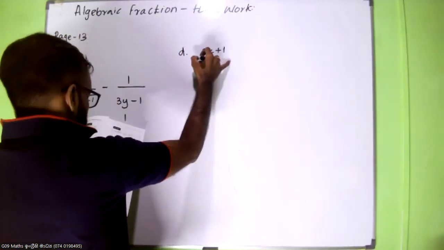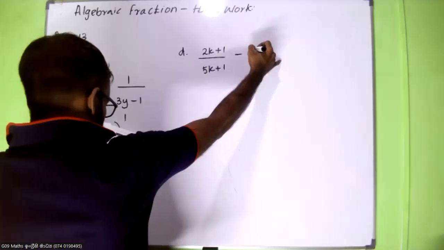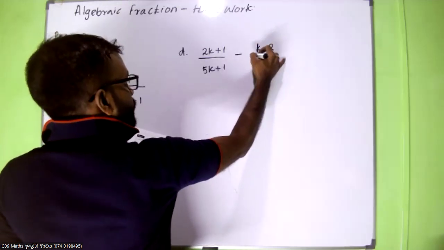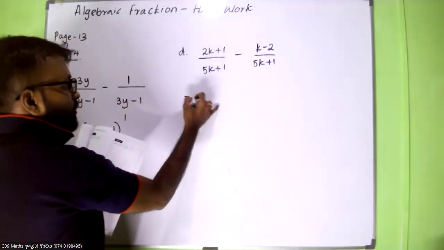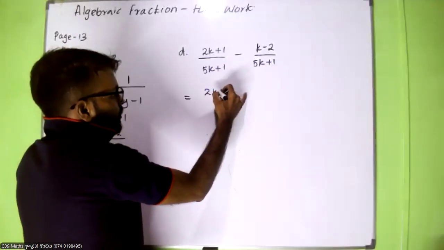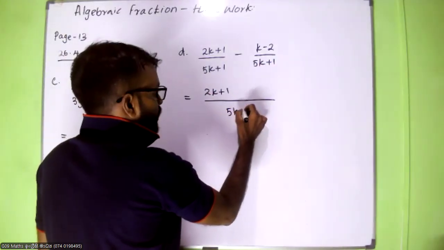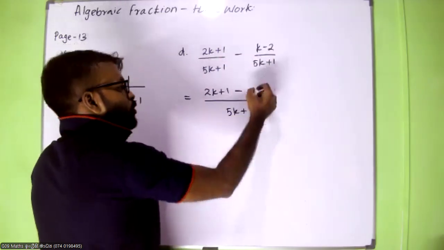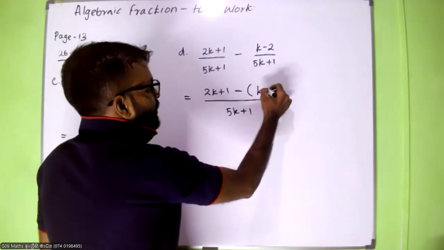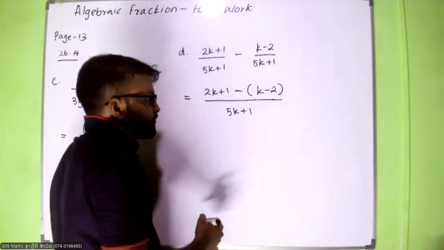(2k plus 1) divided by (5k plus 1) minus (k minus 2) divided by (5k plus 1). Right. So, here you have 2k plus 1. Basically the denominator is the same, so nothing to worry about. Right? That is great. Minus sign. If you have a minus sign, you have to open brackets and write down k minus 2 inside the brackets. Correct?